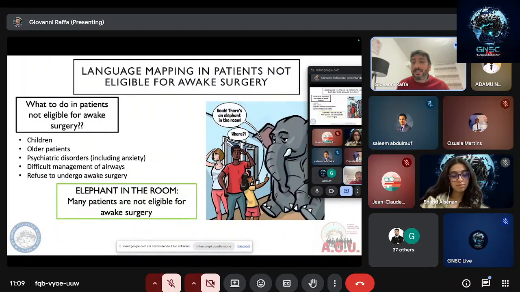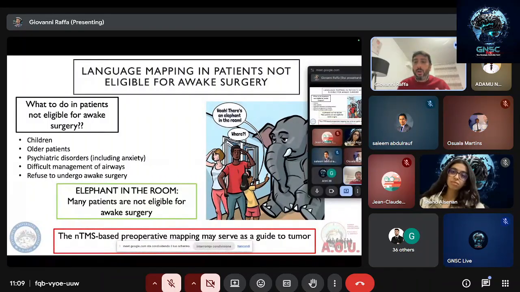Of course, there are some patients in whom awake surgery should be indicated, but for some reason awake surgery is not feasible. For example, it's very difficult to perform an awake surgery with children or older patients with a glioma because they can be disoriented, they are not cooperating during surgery. There can be also some patients with a psychiatric disease, so it's not easy to perform an awake surgery. In all those situations, we can use our NTMS mapping and planning to perform our surgery.